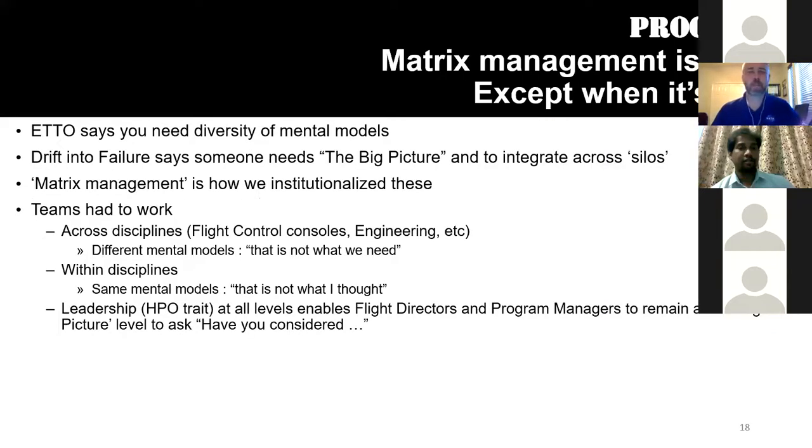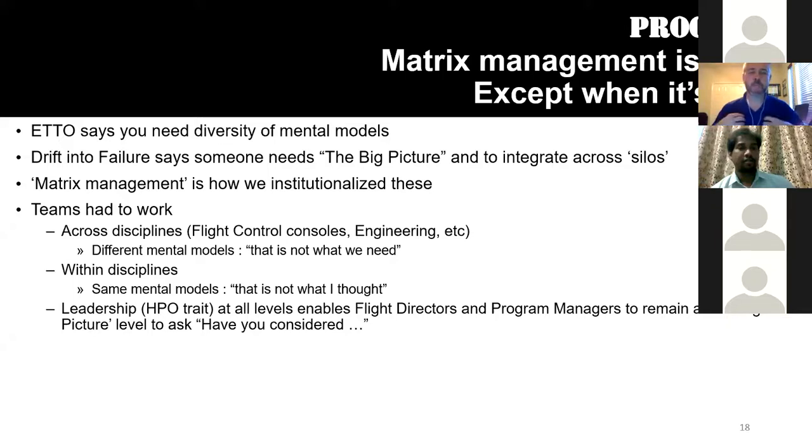Matrix management. It can be a hard thing, except when it's not. You have to have diversity of mental models. You need to have people thinking about the same problem in different ways. You just have to be careful they're not thinking about them in different ways all by themselves. You need to make sure that your big team is coming together to talk about major milestones and their approaches to things so that everybody understands decisions that are being made and the rationale behind it.